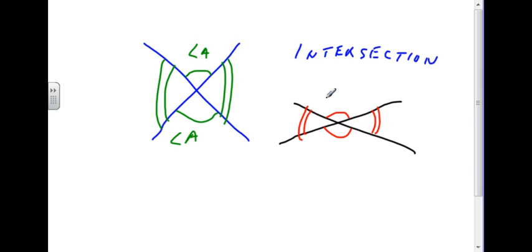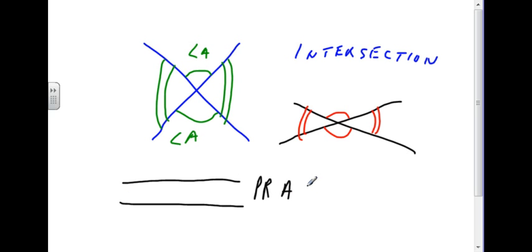Lines don't necessarily cross, but if they do cross, they make a point. So two lines cross and make a point, or the two lines could be parallel. So I could be parallel, if I could spell parallel, P-A-R, way to go.